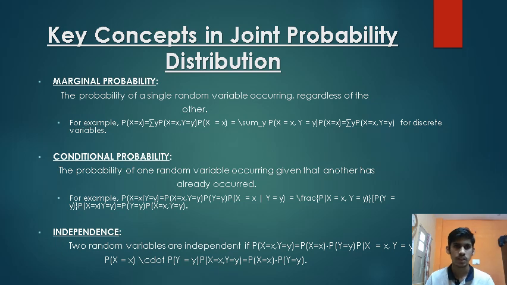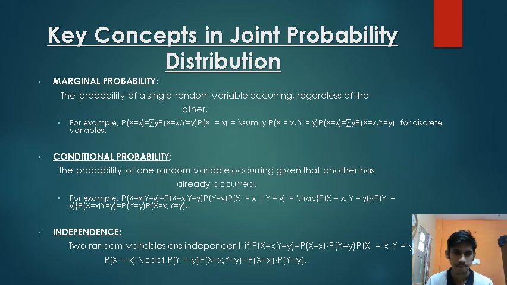Next page. Key concepts in joint probability distribution. Marginal probability: the probability of a single random variable occurring regardless of the other. For example, this is its formula for discrete variables. Okay, next. Conditional probability: the probability of one random variable occurring given that the other has already occurred. And this is its formula.